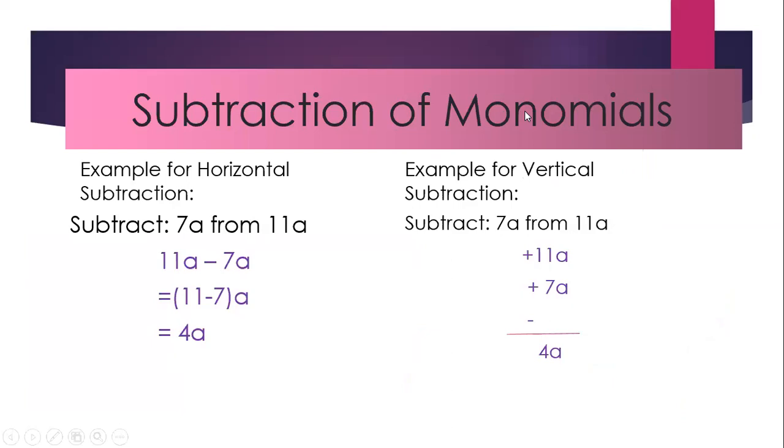Now here, let's take a quick review of our fourth session. We have discussed subtraction of monomial, in which I told you that we can subtract by the horizontal method as well as by the vertical method. Okay, here first of all there is a horizontal subtraction. So you have to subtract 7a from 11a.